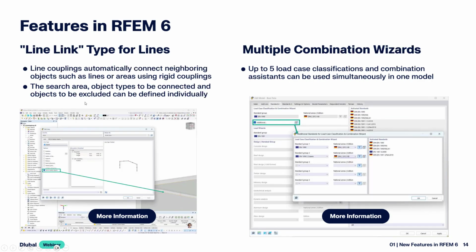Then the link type for lines, similar feature as the node connection that I showed you, the nodal link. If you have, for example, two surfaces, a slab and a wall, you can connect them with the same procedure that I showed for the nodal link. Then multiple combination wizards are possible now. I showed it also in the program.